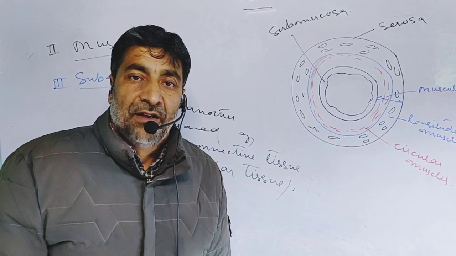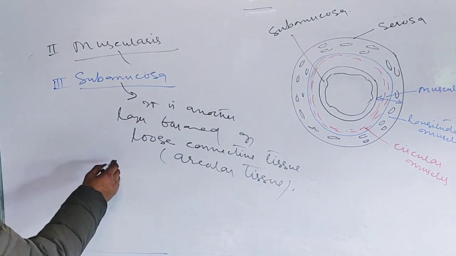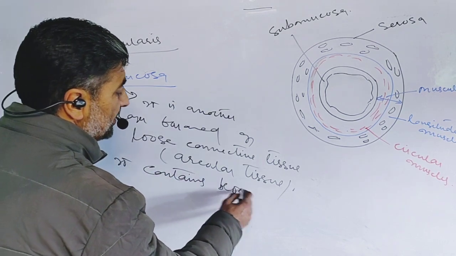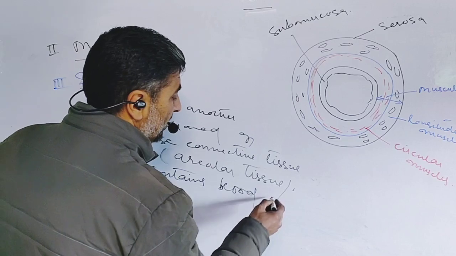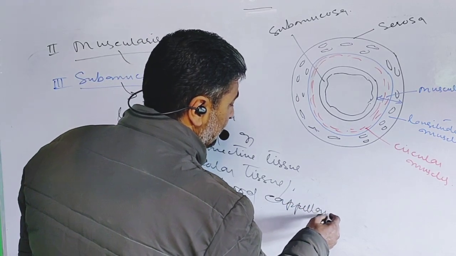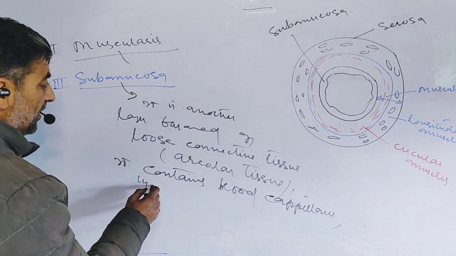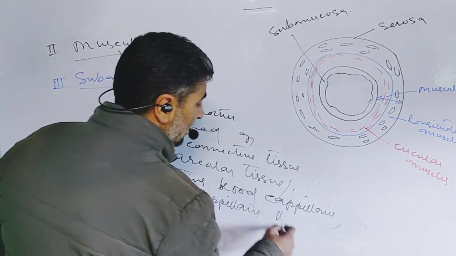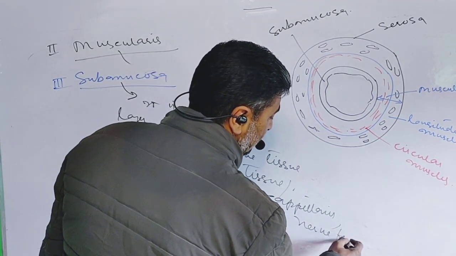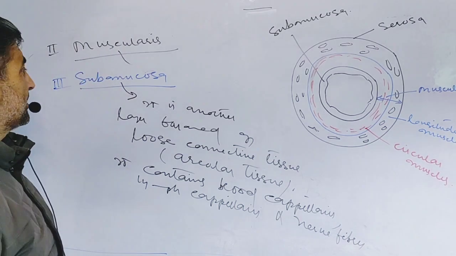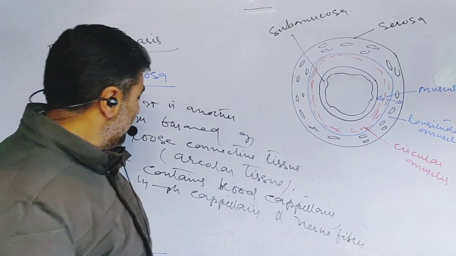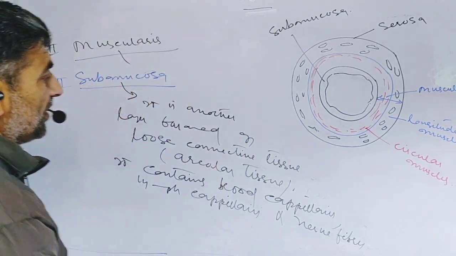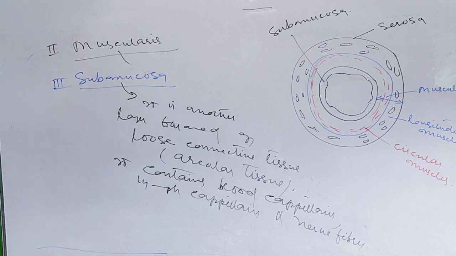This submucosa contains blood capillaries, lymph capillaries, and nerve fibers. Try to understand: this submucosa contains blood capillaries, lymph capillaries, and nerve fibers. Now, what is the function of this submucosa?